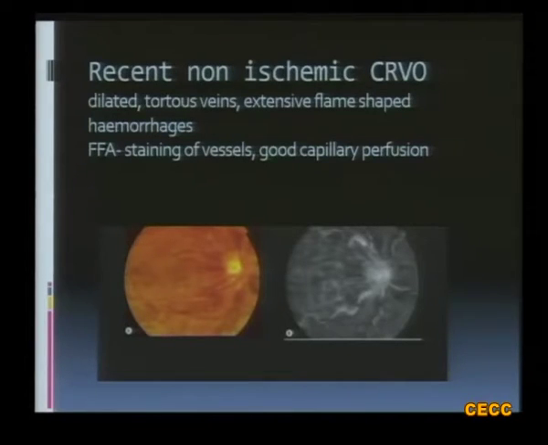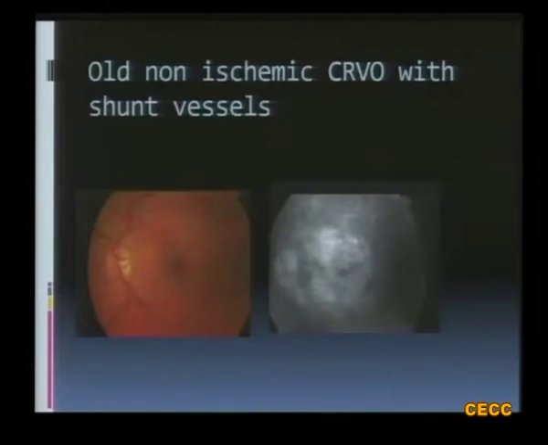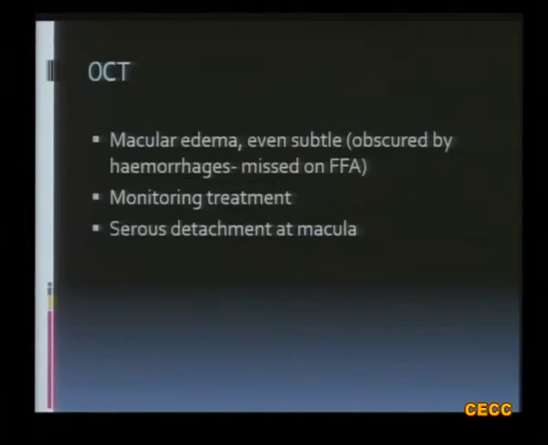If it's a recent non-ischemic CRVO, on FFA you'll find staining of vessels, but a good capillary perfusion. And in an old case, you would find macular edema along with shunt vessels.